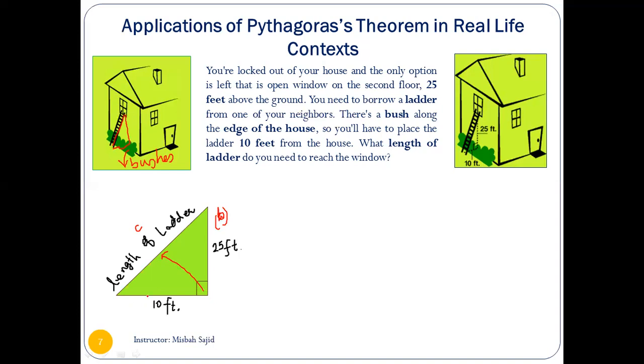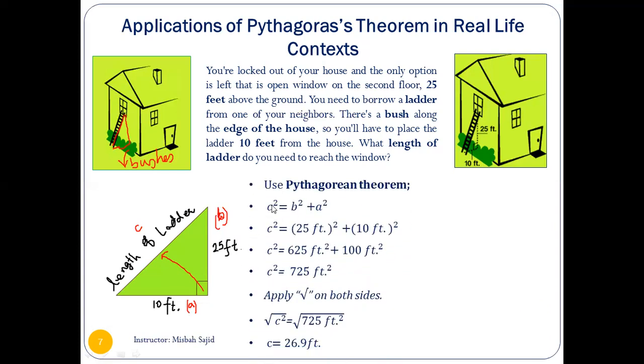And this is base. It is represented by small a. So it means that we have to find the length of the ladder, or you can say the hypotenuse. Here we will use Pythagoras theorem. c square is equal to b square plus a square. c square would remain the same.